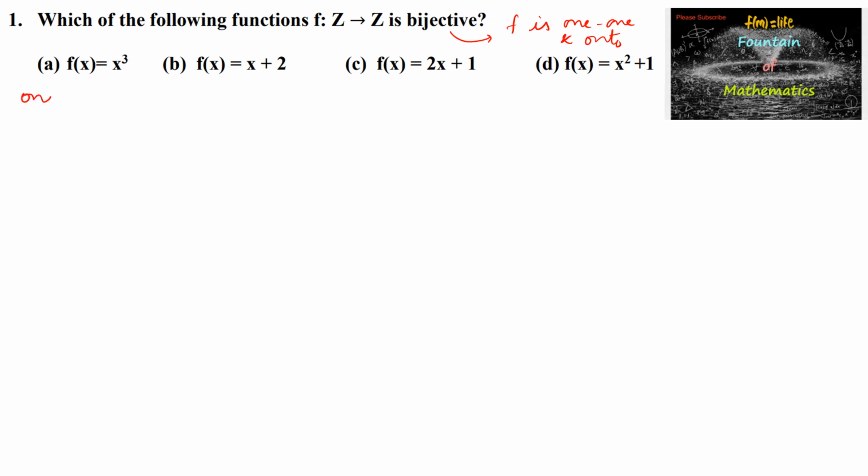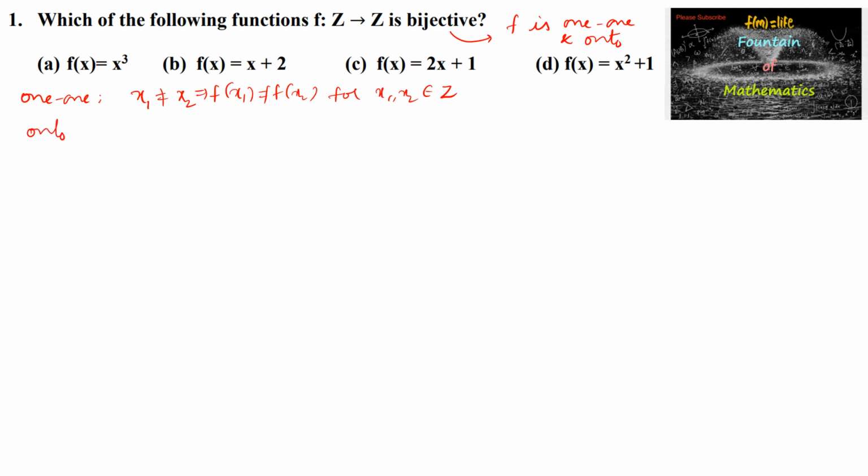And the 1 to 1 condition: for x1 not equal to x2, f of x1 is not equal to f of x2, and here x1, x2 belong to Z.